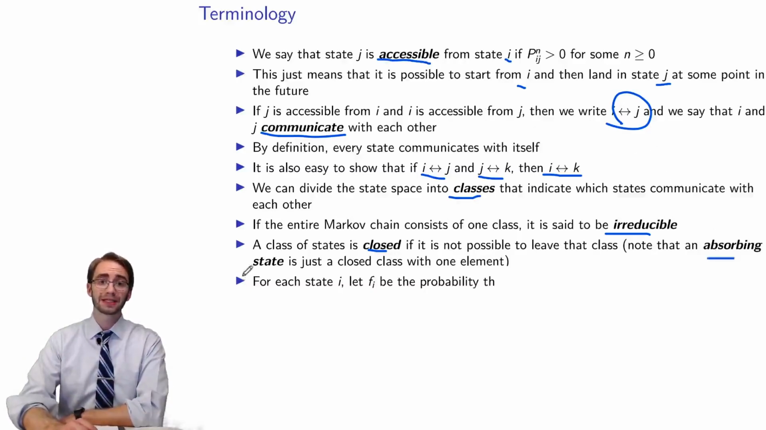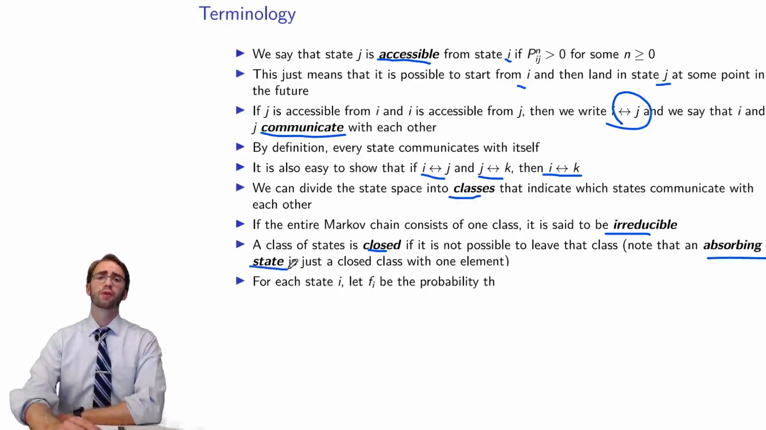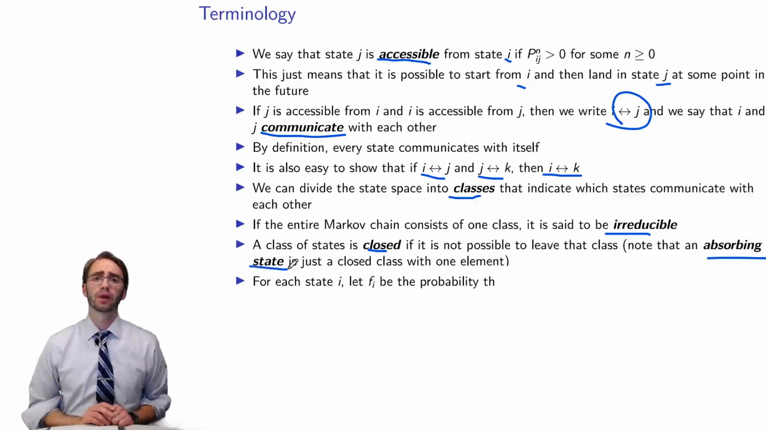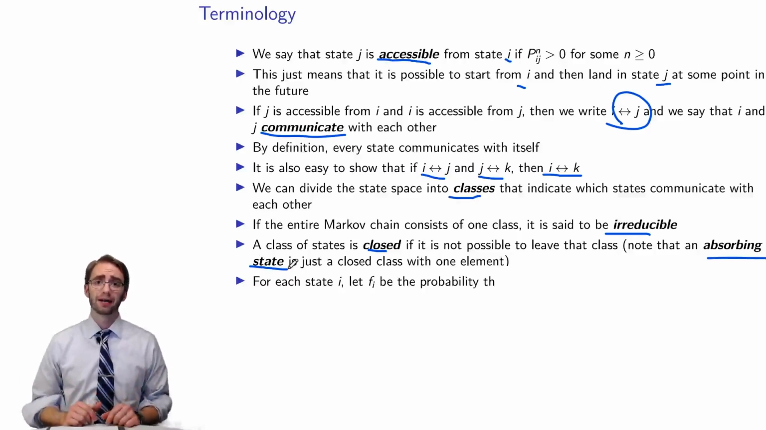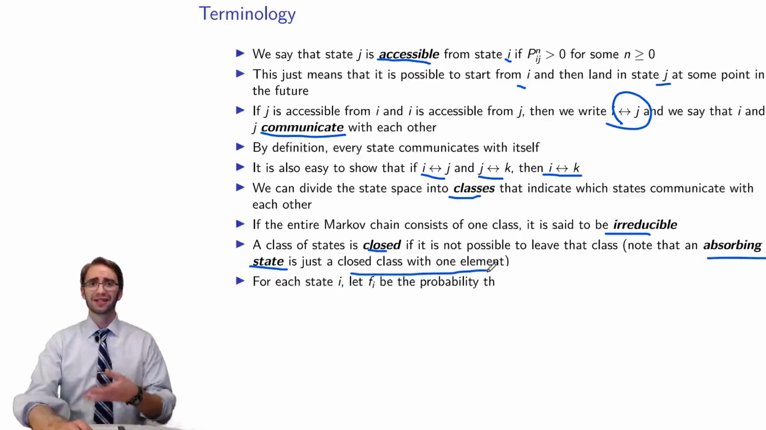An absorbing state is the thing I showed before in that gambler's problem, where for example, you go broke and then the chain is over because the game has finished. That would be an example of a closed class with just one element. You get 0 and you never have anything other than 0, and so you're stuck.